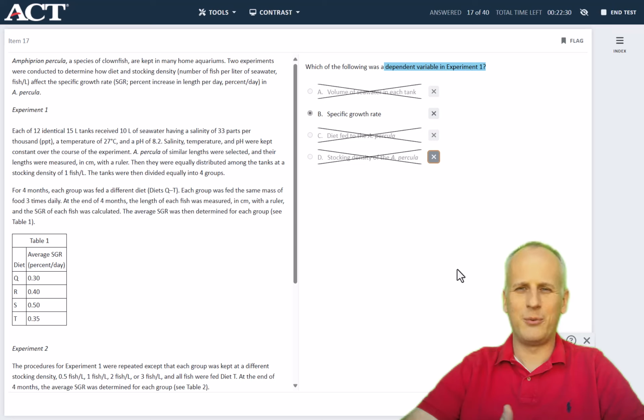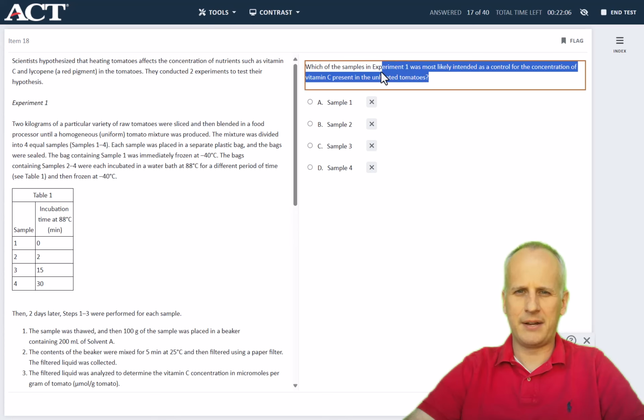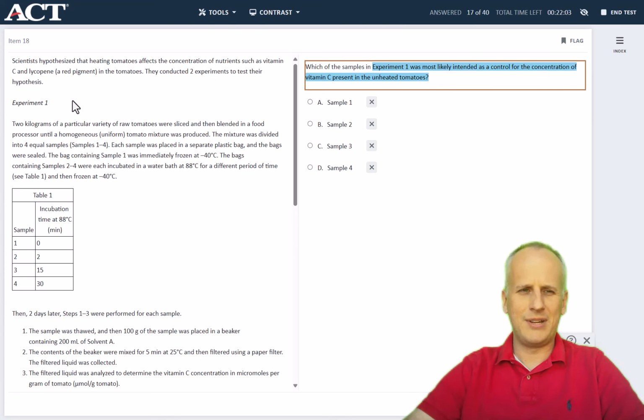And again, understanding what an independent variable versus a dependent variable is one of the very limited bits of outside knowledge you might need for the ACT science section. Next, we've got a new science passage beginning. It states in the question, where we begin as always, which of the samples in experiment 1 was most likely intended as a control for the concentration of vitamin C present in the unheated tomatoes. So we probably have to read a little bit in the introduction here to understand this.